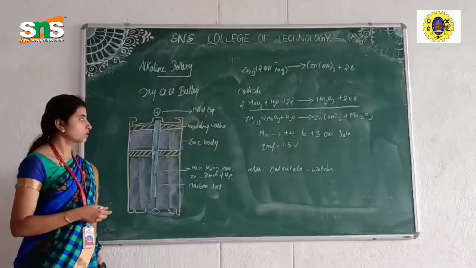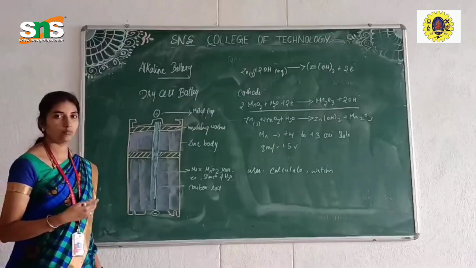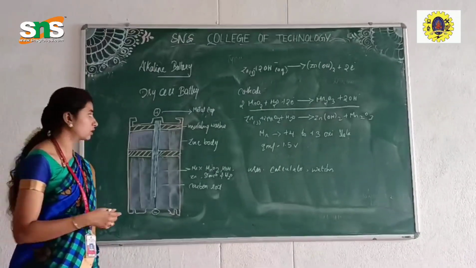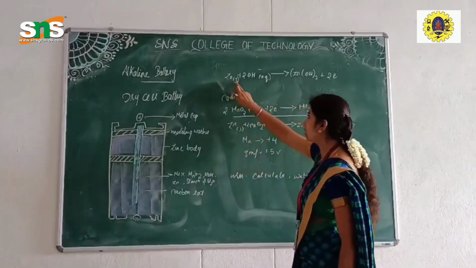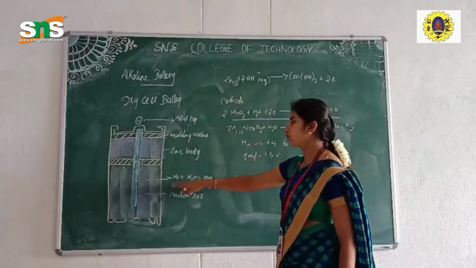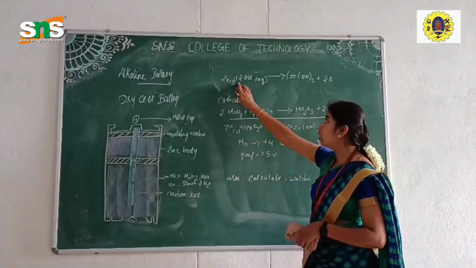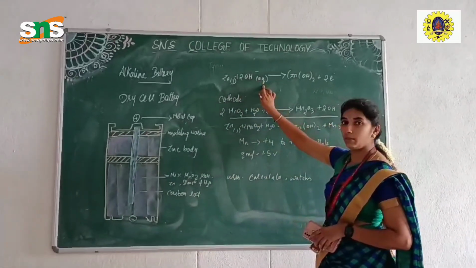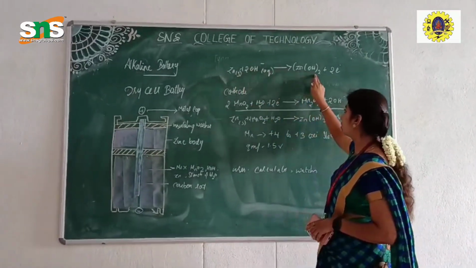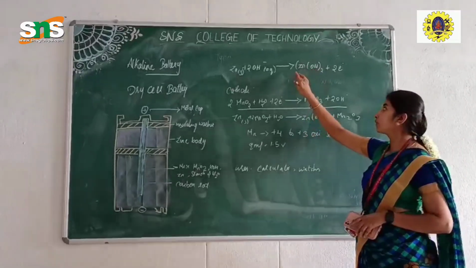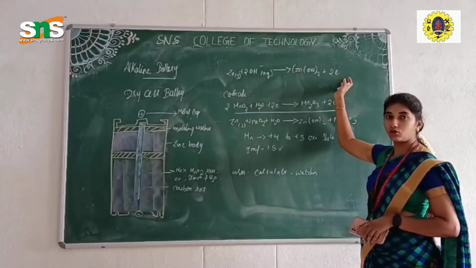So this is the working of the alkaline battery, and how the reaction proceeds and produces current can be seen here. The anode reaction is followed by zinc: Zn plus 2OH minus in the aqueous medium gives Zn(OH)2, that is zinc hydroxide, with 2e minus, the liberation of electrons, the loss of electrons.